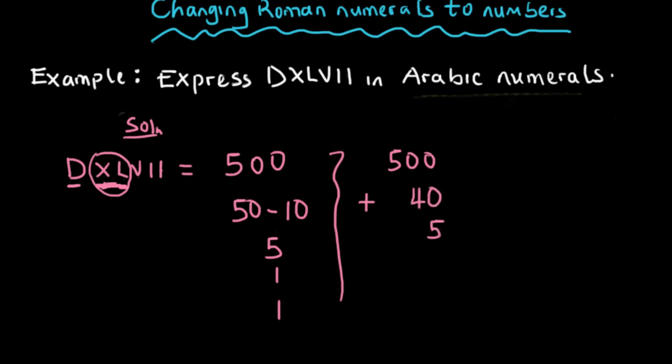So we'll be having 500 plus 50 minus 10 is 40. Then we have 5, 1, 1. 5 plus 1 is 6. 6 plus 1 is 7. 0 plus 4 is 4. And then we have 5. So our answer is 547.